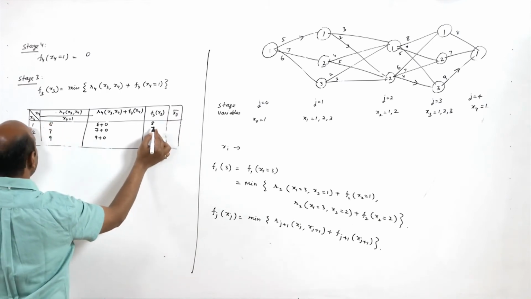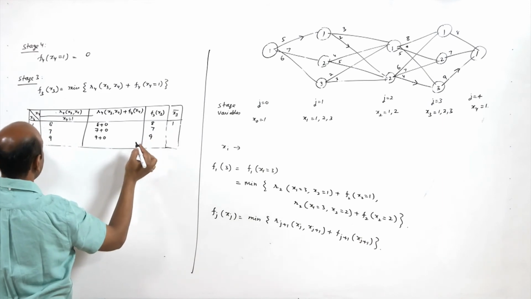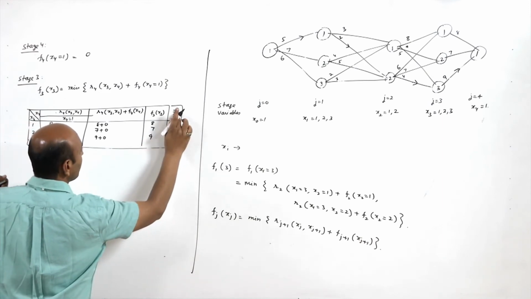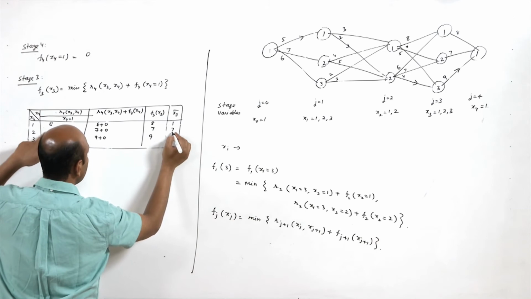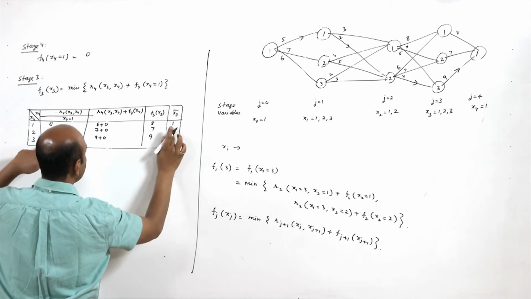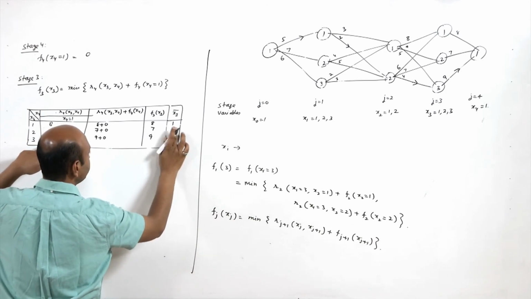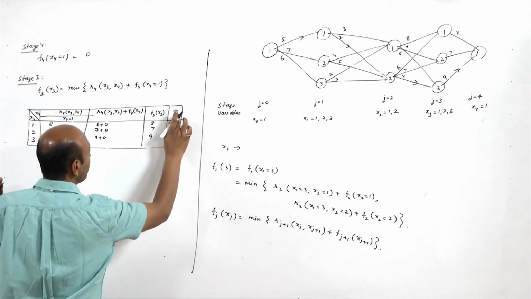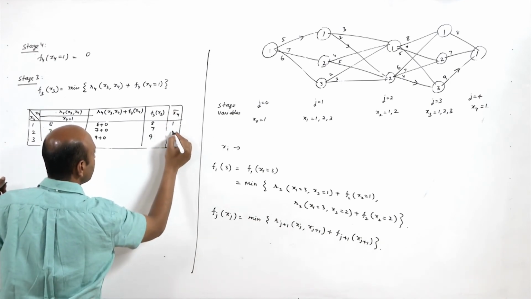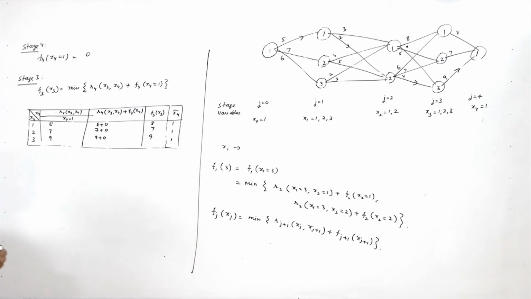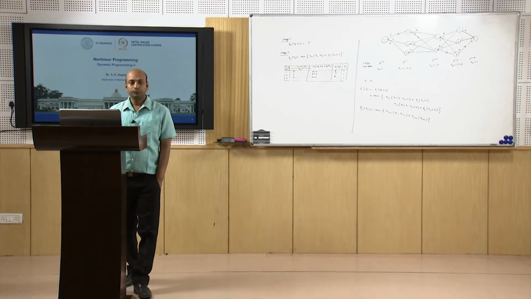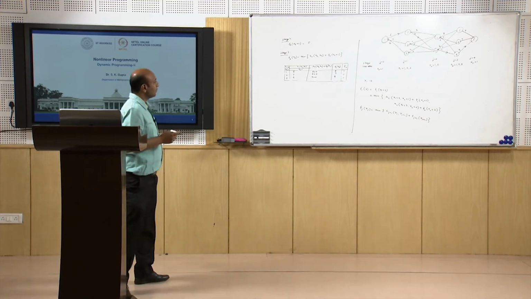This 8 is obtained when x3 is 1, 7 when x3 is 2 and 9 when x3 is 3. Oh, sorry, it is x4, okay. It is 1, 1, 1. At x4 equal to 1 we are obtaining all the 3 minimums, 1, 1, 1. So this stage is over.